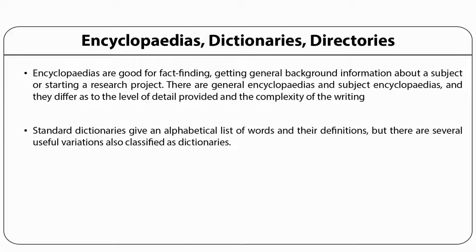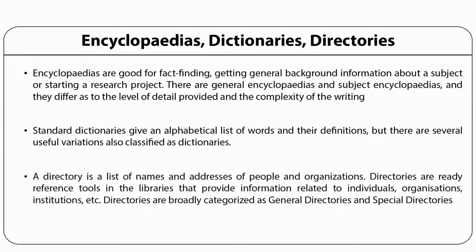Then the third category is the directories. A directory is a list of names and addresses of people and organizations. Directories are ready reference tools in libraries that provide information related to individuals, organizations, institutions, etc. Directories are broadly categorized as general directories and special directories. An example of general directories is the telephone directory, and examples of special directories are the professional, trade and business directories.